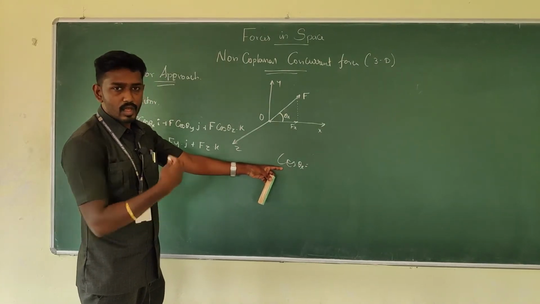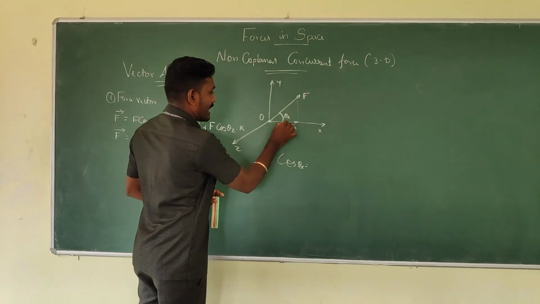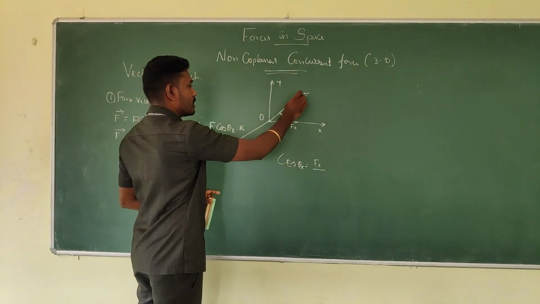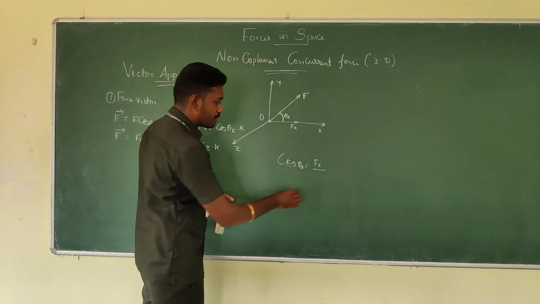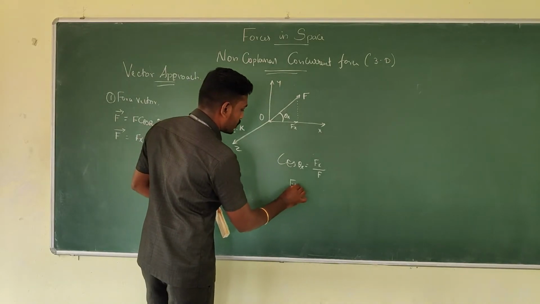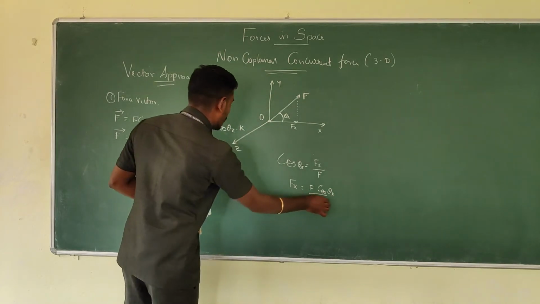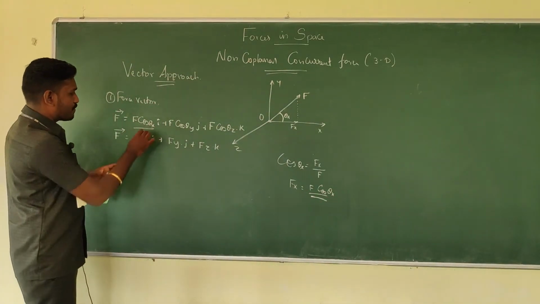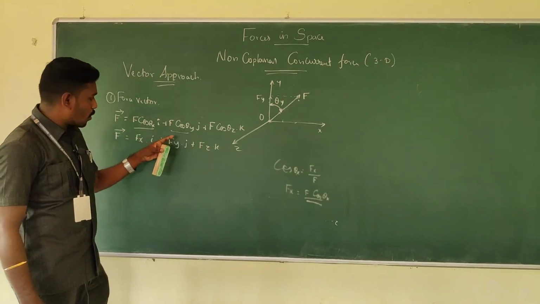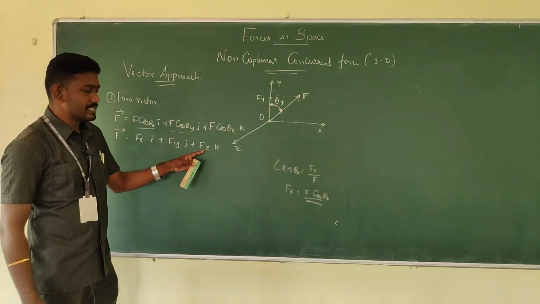Cos theta says adjacent side by hypotenuse, right? For this theta, the adjacent side is here, so Fx divided by the hypotenuse. Hypotenuse is this, which is the force F. So this is how the formula will be developed, so that I can say Fx is equal to F cos theta x. That's why I have replaced F cos theta x by Fx. Similarly, you will get F cos theta y is equal to Fy, F cos theta z is equal to Fz.